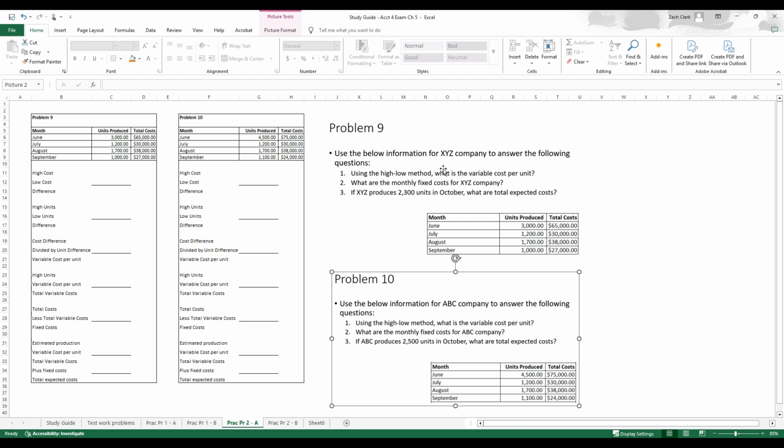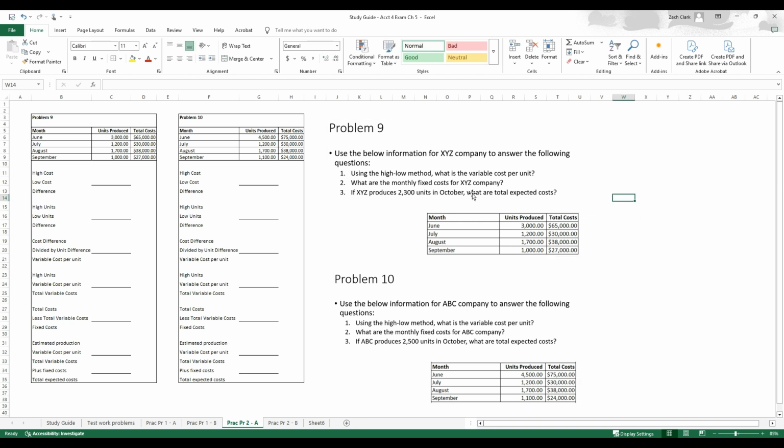for XYZ company, and we're going to use the high-low method to figure out the variable cost per unit, and then use that to figure out the monthly fixed costs. Then we're going to assume a forecast: if we produce 2,300 units, what is going to be our total expected costs based on the analysis from chapter 1 and 2.